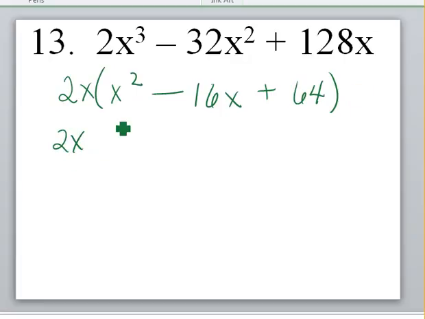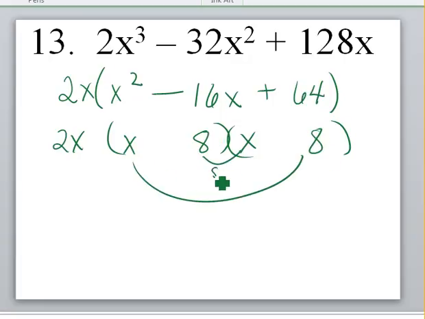Bring down your 2x and then break up your trinomial into two binomials. x times x gives you x squared. There's lots of factors of 64, but I always like to try the square part first. This gives me 8, and 8 is exactly what I need because I need a 16. It actually is a negative 16, so I need a minus and a minus. I could simplify this, and I will, by writing it as 2x, parenthesis, x minus 8 squared.